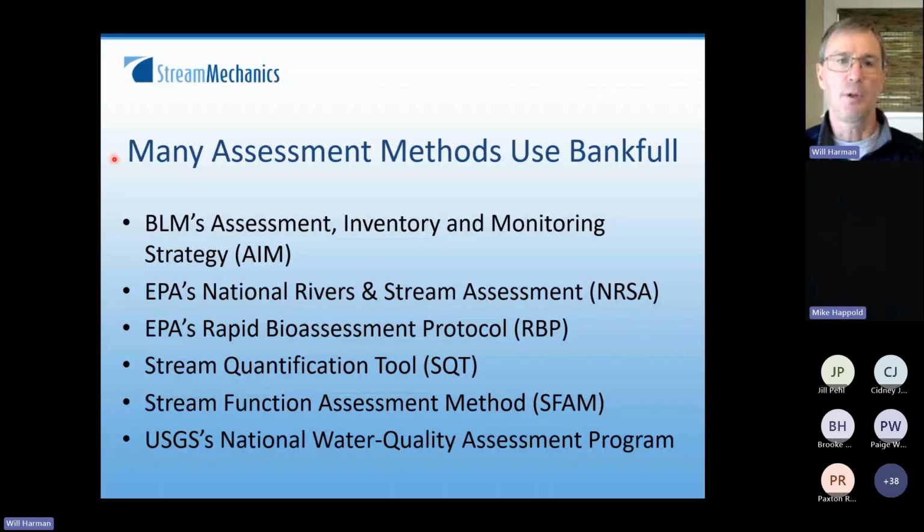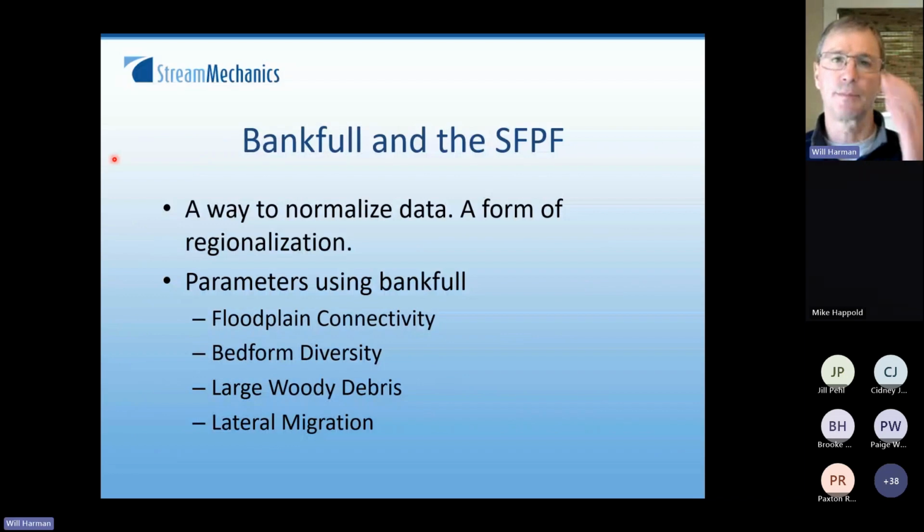So the Bureau of Land Management, BLM's Assessment, Inventory, and Monitoring Strategy, or AIM, uses Bankfull. NERSA uses Bankfull. The EPA's RBP, the Stream Quantification Tool, obviously, SVAM, USGS's National Water Quality Assessment Program, and more. Like, I just sort of did a snapshot and was looking through manuals, and all of these point to using Bankfull in some way. And for the stream functions pyramid framework and really the SQT, we use Bankfull as a way to normalize data. So it really is a form of regionalization.